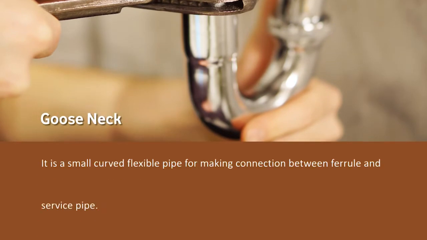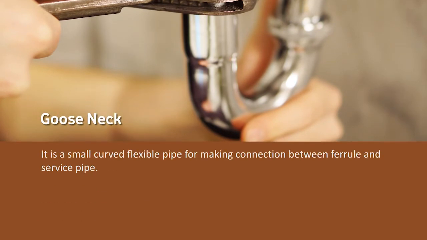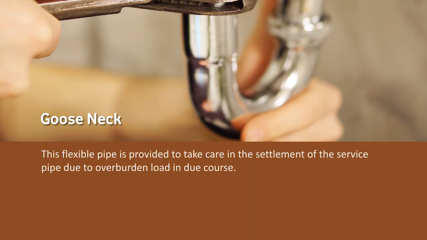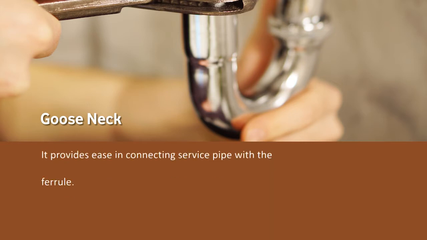Gooseneck. It is a small curved flexible pipe for making connections between ferrule and service pipe. They are usually of about 75 centimeter length and made of lead to provide flexibility. This flexible pipe is provided to take care of the settlement of the service pipe due to overburden load in due course. It provides ease in connecting service pipe with the ferrule.